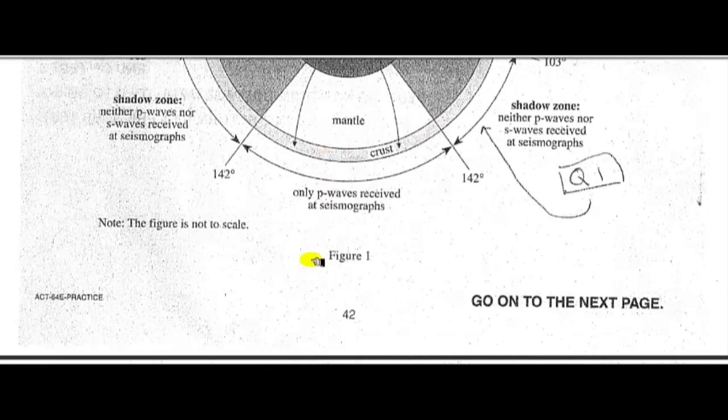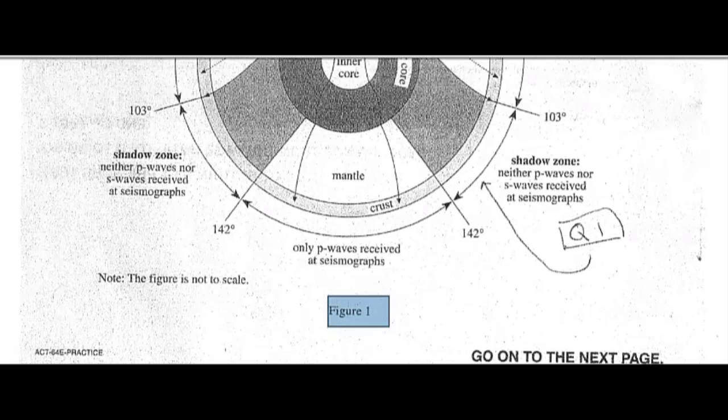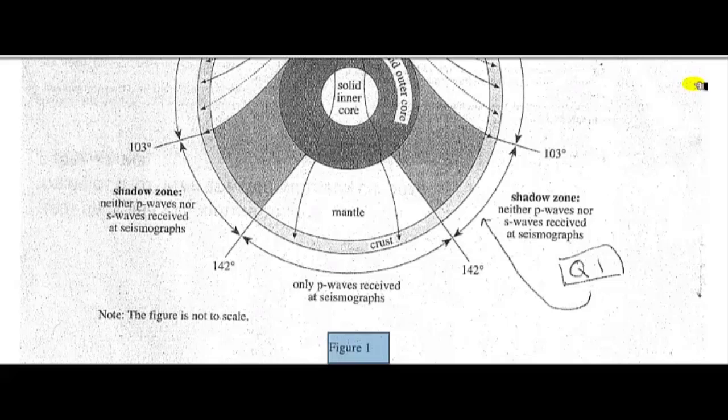Here is Figure 1. Let me scroll down a little bit. In Figure 1, we notice that we are looking here at 125 degrees. It's not given to us. The information that they give you is 103 and 142. And we are given the new information of 125. So let's just write that in. Here is 125 degrees. Very common. They give you new information and you have to add it into the chart.